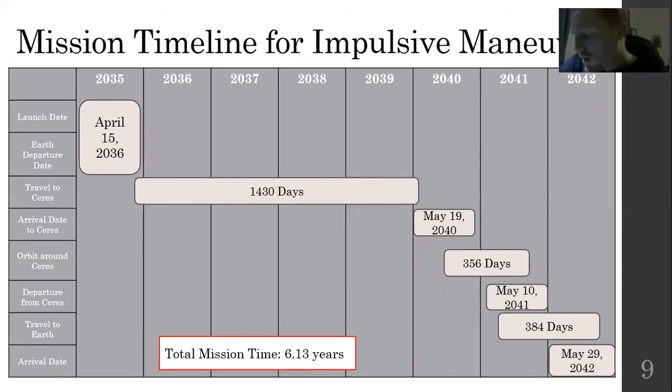So now we're going to talk about our impulsive trajectory. Our impulsive trajectory has a timeline of 6 years and 47 days, starting on April 15th, 2036, and it includes a full year stay at Ceres, including a landing mission to collect surface samples.